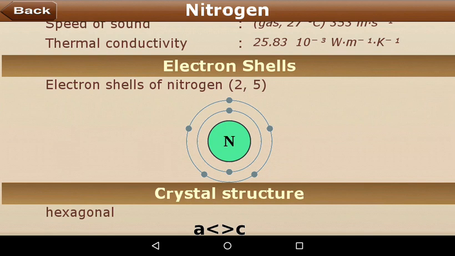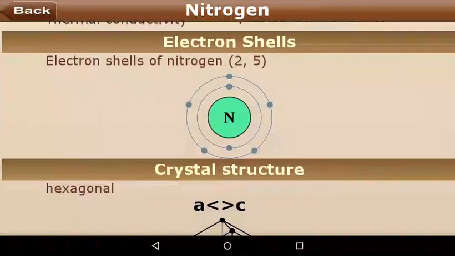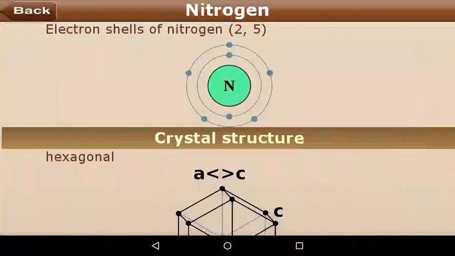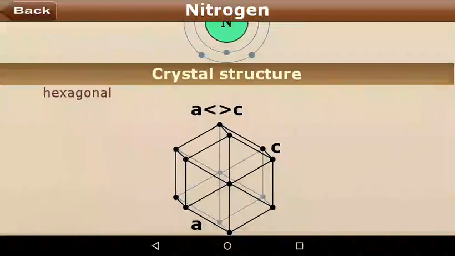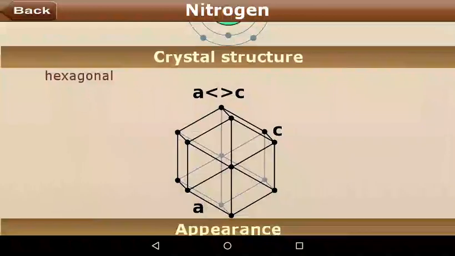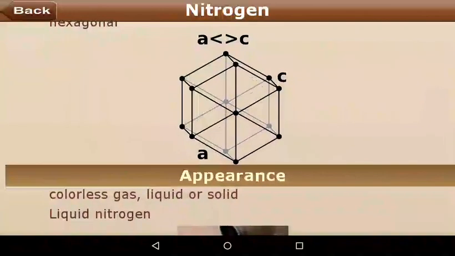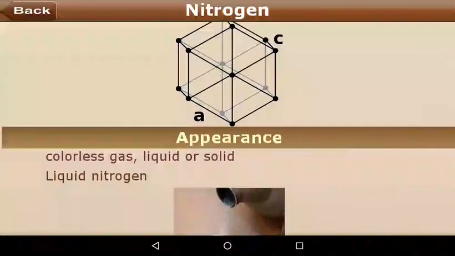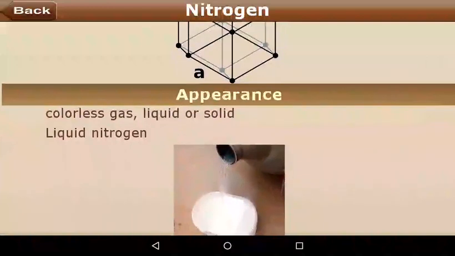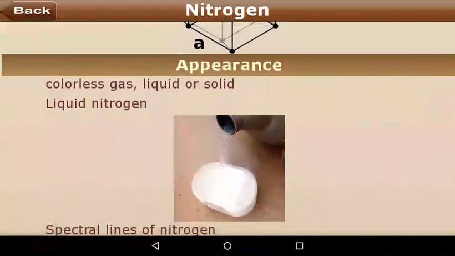Electron shells of nitrogen. As I explained earlier, it has the first shell, and it has 2 electrons in the outermost shell. Hexagonal structure. It appears here. Colorless gas, a liquid or solid. Liquid nitrogen.